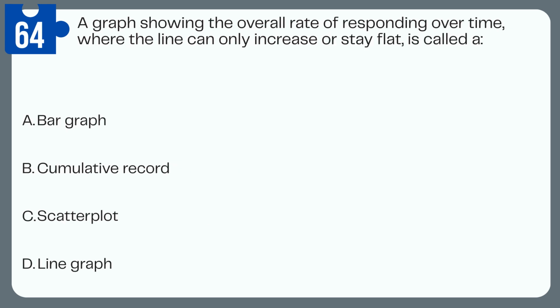Question 64. A graph showing the overall rate of responding over time, where the line can only increase or stay flat, is called A. Bar graph. B. Cumulative record. C. Scatter plot. D. Line graph.